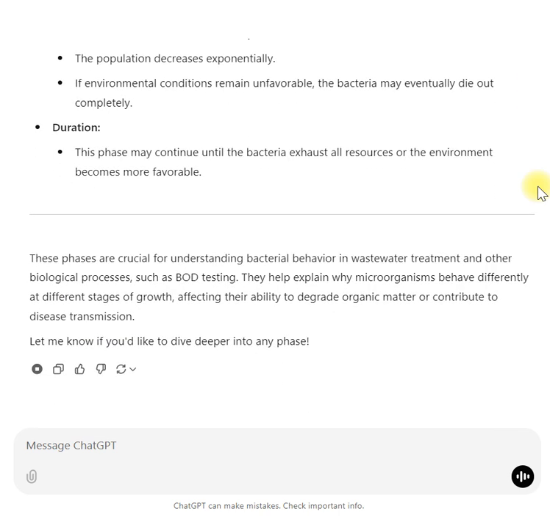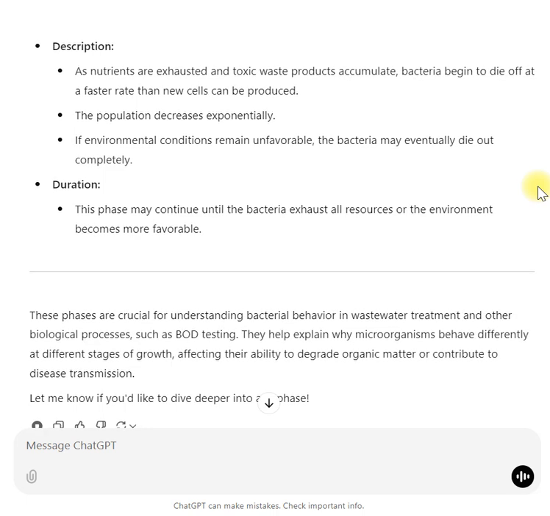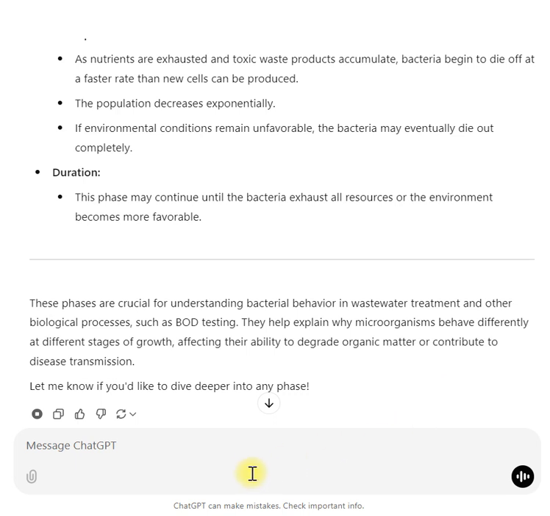Duration. This phase may continue until the bacteria exhaust all resources or the environment becomes more favorable. These phases are crucial for understanding bacterial behavior in wastewater treatment and other biological processes, such as BOD testing. They help explain why microorganisms behave differently at different stages of growth, affecting their ability to degrade organic matter or contribute to disease transmission. Let me know if you'd like to dive deeper into any phase.